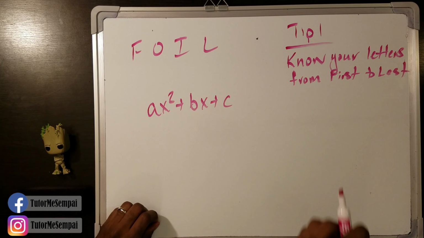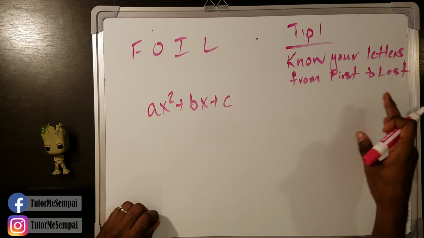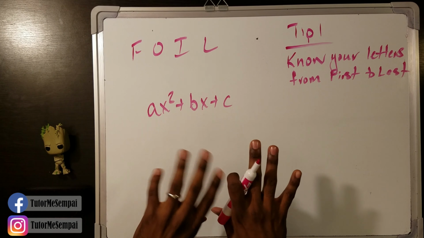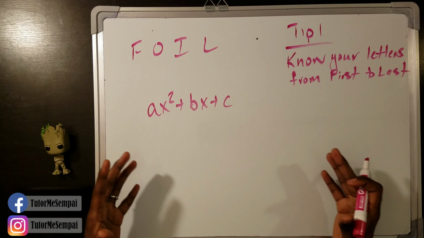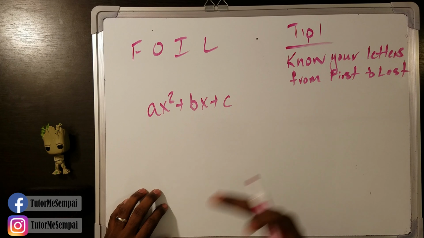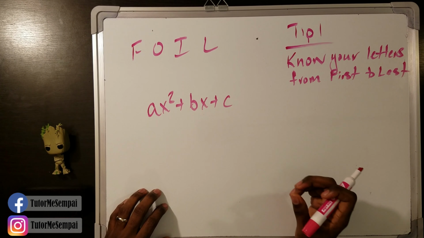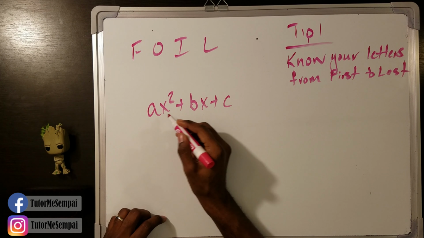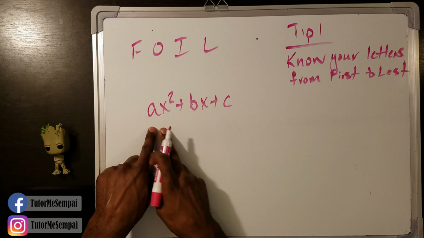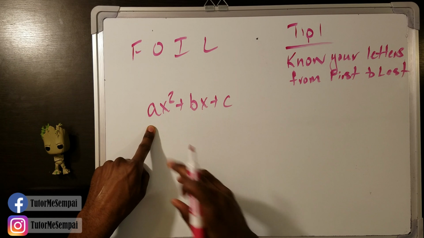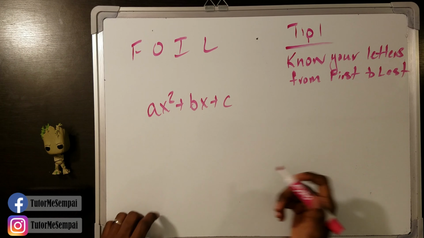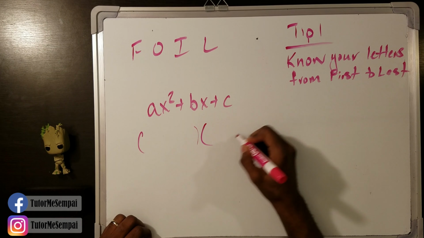But we don't want to just stop there. Knowing your letters from first to last doesn't mean we're just going to figure out the really most basic form of FOIL. Sometimes we have a little bit more that we have to do, and I think this will be very important for you to know as well. So let's say we have something like ax squared plus bx plus c. The only difference is we have a leading coefficient that is different from just 1. And then you're trying to set up your factors.